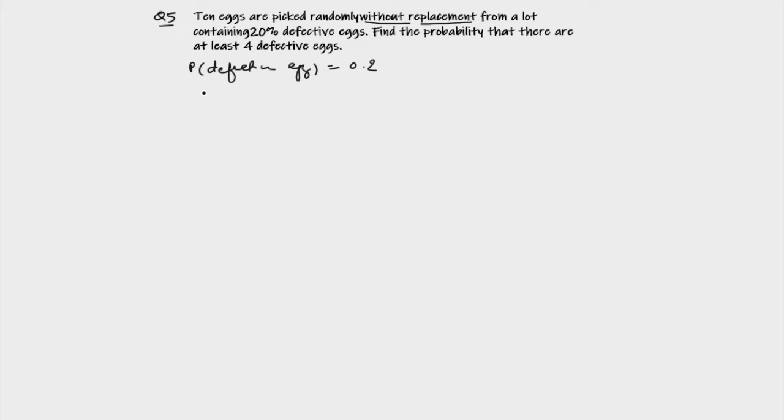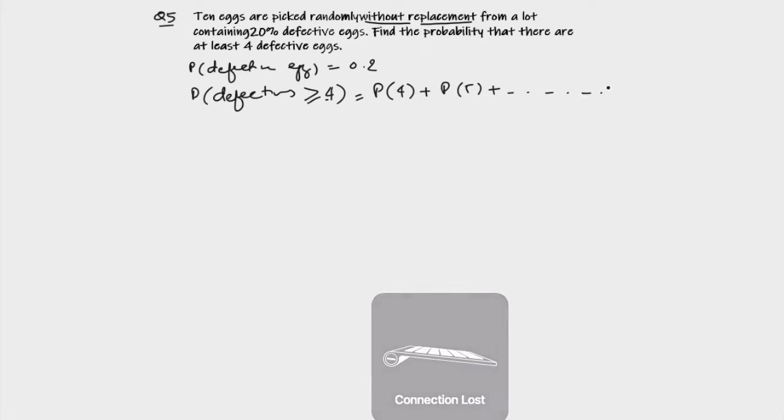So, probability that defectives are more than or equal to 4. That's what it means. At least 4 defective eggs. That's what it means, right? 4 or 5 or 6. So we can write this as probability of 4, or probability of defective being 5, or so on till all of them are defective. All the probabilities added will get this.